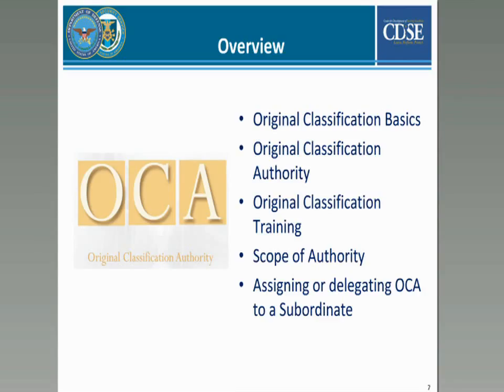Over the next 30 minutes, we'll discuss the basics of original classification, original classification authority, where does it come from, original classification training. This is the training that an OCA, or original classification authority, needs. The scope of their authority, and can that individual assign or delegate their position to a subordinate? So let's start with our first topic.